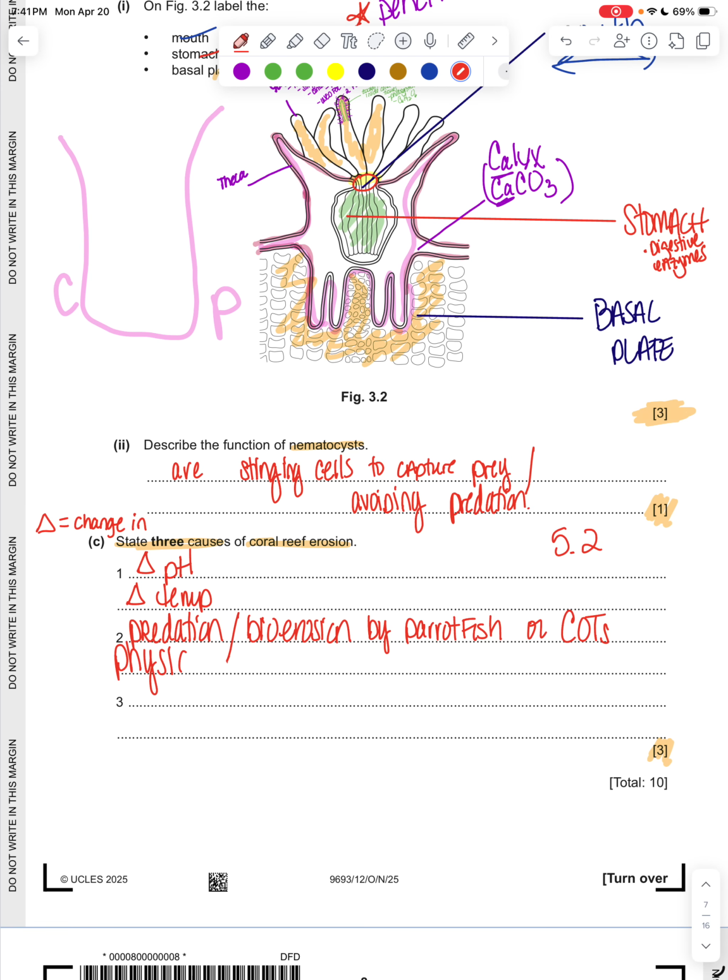Physical damage. And I'm going to say what causes this. So this could be physical damage by boats, like boat anchors, or humans. Separate from physical damage that's human caused, could also be hurricanes or strong storms breaking.